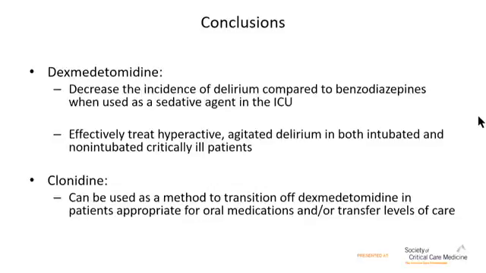So in conclusion, dexmedetomidine does decrease the incidence of delirium compared to benzos when used as a sedative agent. It does effectively treat hyperactive, agitated delirium in both intubated and non-intubated patients. Clonidine as well can be used as a method to transition off dexmedetomidine when patients are appropriate for oral medication or even ready for transfer to the floor.